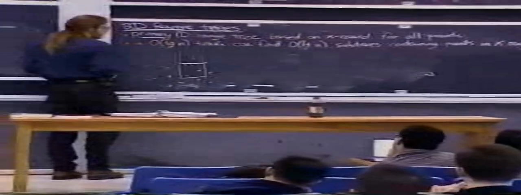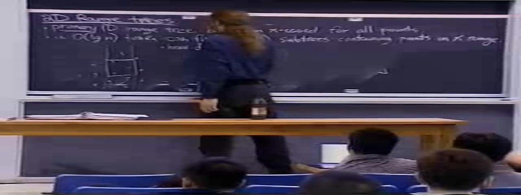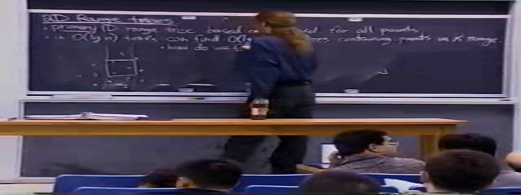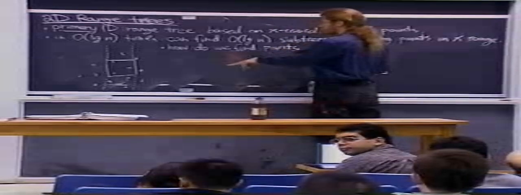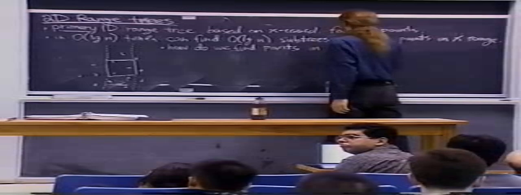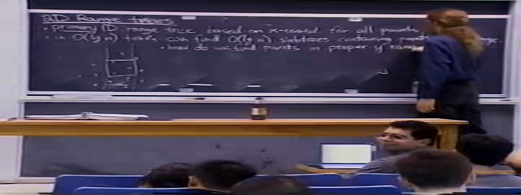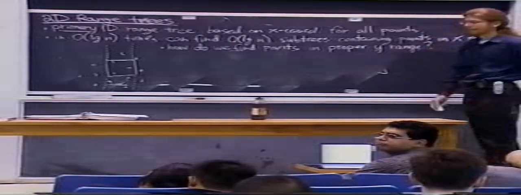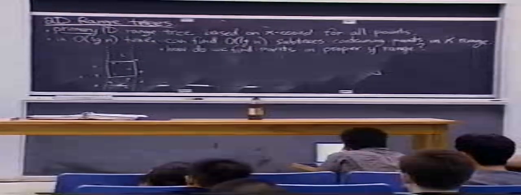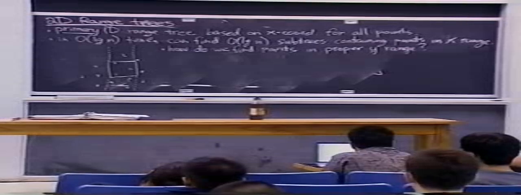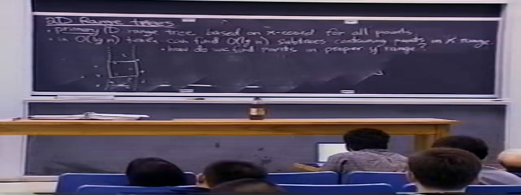Okay, now I need to do the 2-dimensional part. So the question is, out of those points, how do we find the points that are in the right vertical range? So this is maybe tricky. Does anyone see how to do this? Yeah. Could you do the 1D range on each of the subtrees? Do a 1D range search on each of the subtrees.